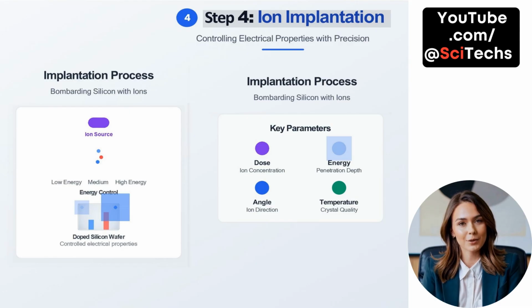To achieve the desired outcome, several key parameters must be precisely managed. Dose refers to the concentration of ions implanted into the wafer, which directly influences conductivity. Energy determines how deep the ions penetrate the material, shaping the vertical profile. Angle controls the direction at which ions hit the surface, which is critical to avoid unwanted channeling effects. Finally, temperature during implantation plays a key role in maintaining crystal quality and minimizing damage. Together, these parameters ensure accuracy and consistency in device performance.